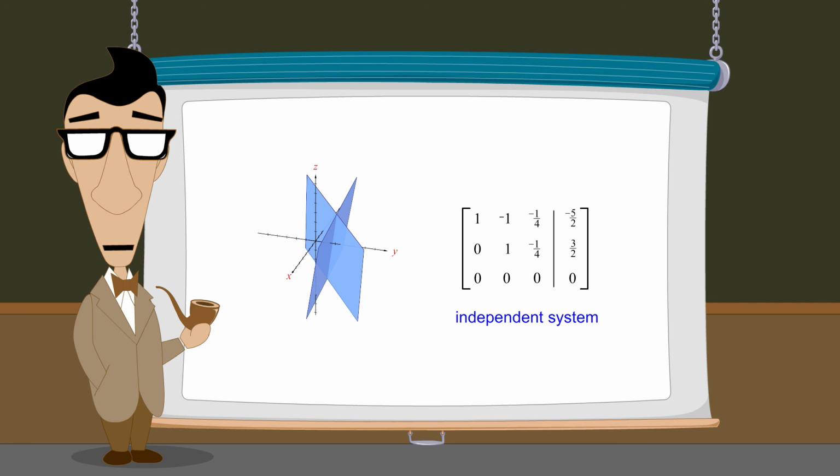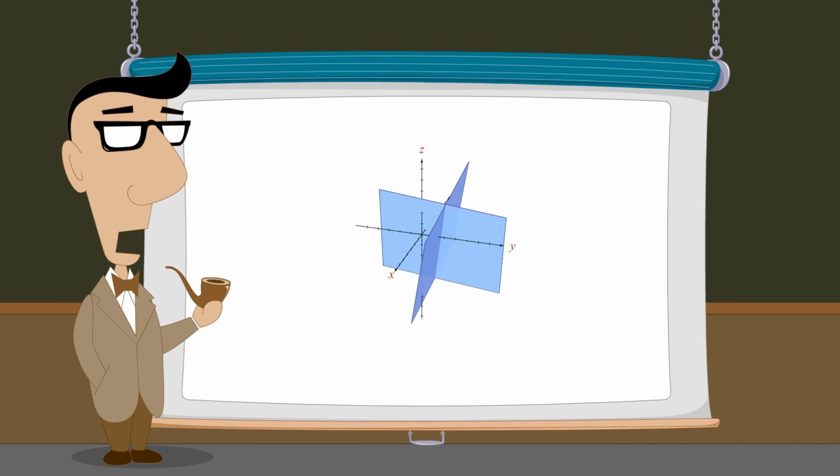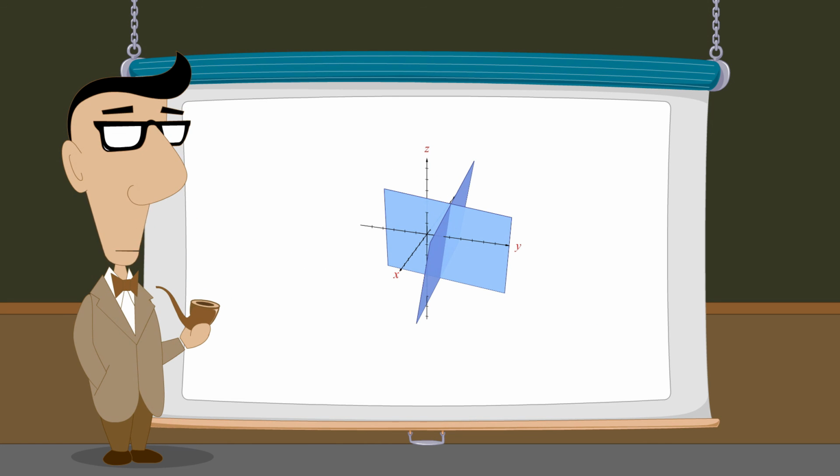Finally, Gauss-Jordan elimination caused plane 1 to rotate around the intersection line to become parallel to the y-axis. The infinite solution set of this system, represented graphically by the intersection line, can now be written in parametric form, as we will see in the next lecture.